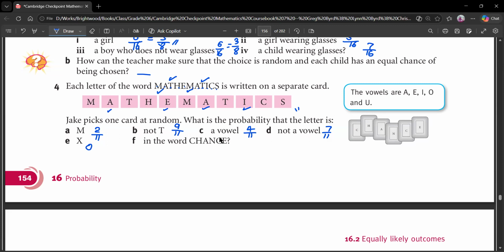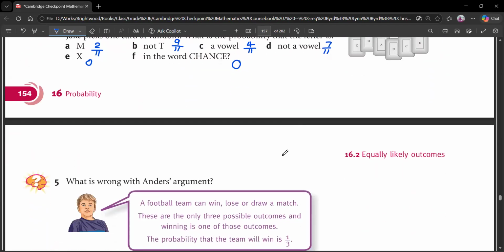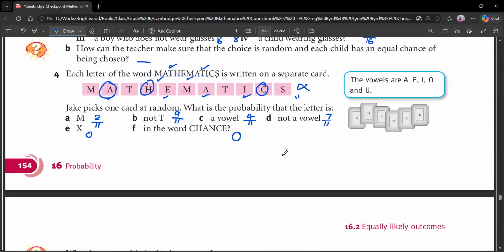The word chance. Can you create a chance? C, yes, H, yes, A, yes, N, yes. Is there an N? No. So in the word chance, there is no such letter, and the probability is 0. It cannot create a value. If they are not having any considerable value, we can take the probability as 0. Clear? These two are special cases. If there is no chance, that can be considered as a probability of 0.